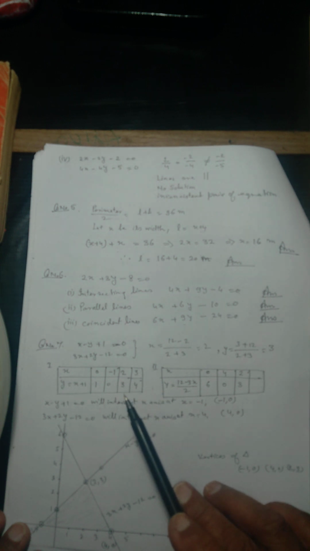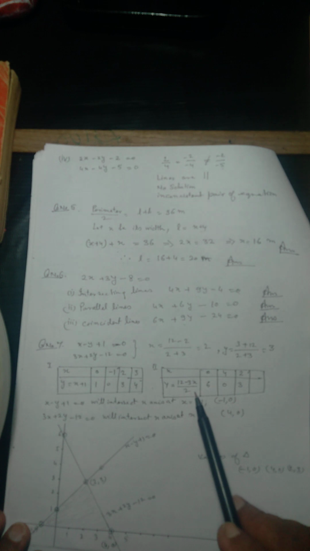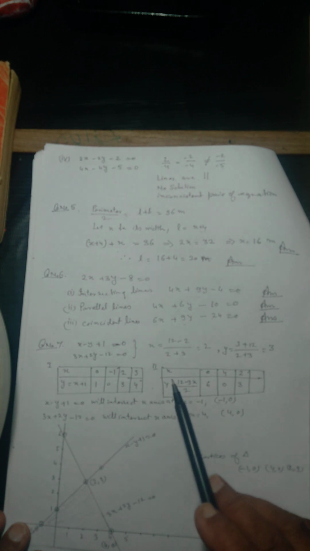For the second equation, that is 3x plus 2y minus 12 equal to 0, here you see x is equal to 0. For y we can write 12 minus 3x divided by 2. That is y equal to 6 here, then 4, 0, 2, 3.